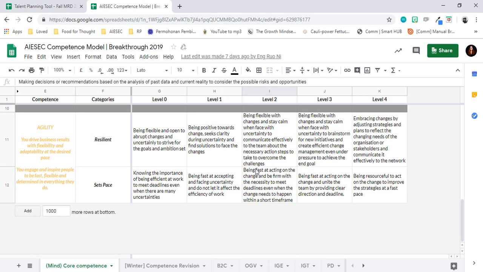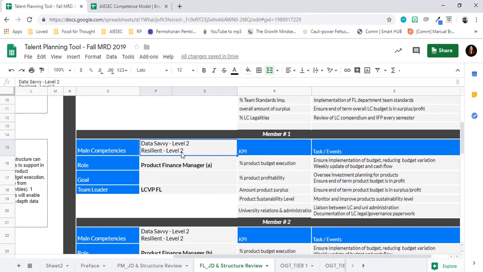The second thing, in terms of being resilient, is about how they can be flexible, stay calm, and communicate effectively to the product team about how to overcome challenges. Let's say your product is not performing, the importance is that they stay calm and can brainstorm, troubleshoot the problem of the product itself, and figure out the solution together. That's basically in terms of resilience.